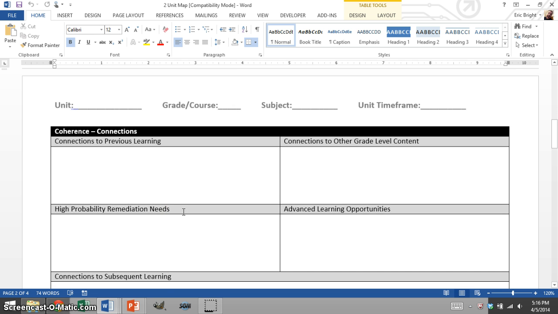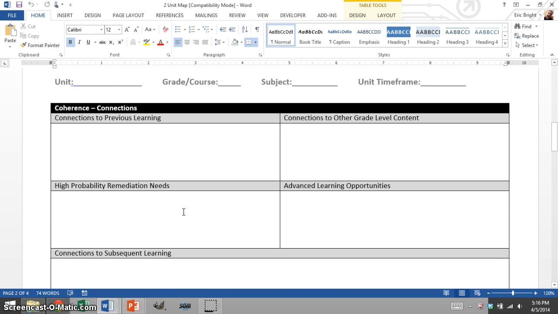Then page 2 of this document, which you can download from the website, is about coherence. So again, what connections do we have to previous learning? This is really previous learning from previous grade levels. What did they learn prior to this? This is where you're going to be able to build a lot of your prior knowledge, from the things that you list in this box. Over here, what connections do you have within the grade level to other grade level content? So, grade level content that's within your standards, what connections can you make? How can you build coherence? What are some high probability remediation needs? And what might be some advanced learning opportunities, aka enrichment? What are some of those opportunities that you could include right here?